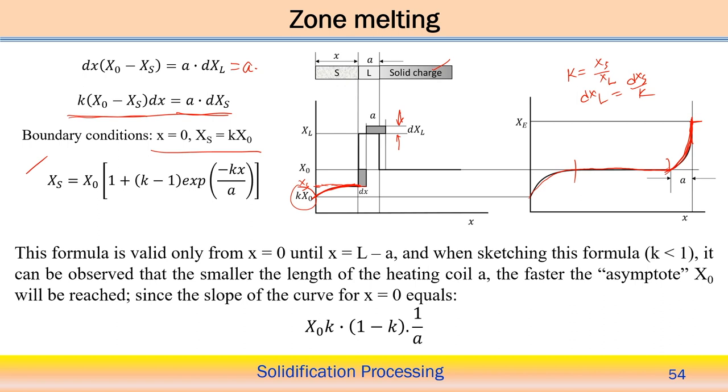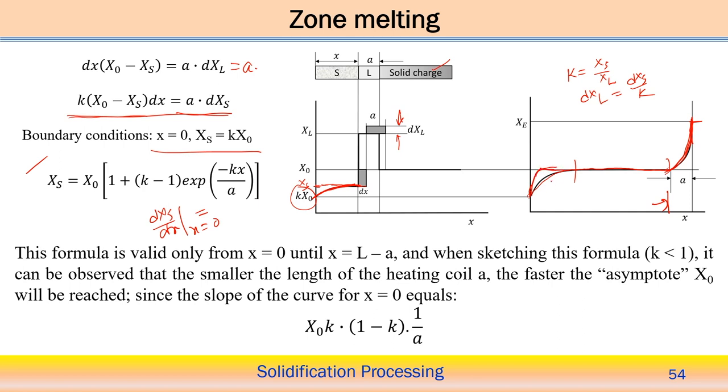Now, this formula is valid if x equal to 0 until x equal to l minus a. L is the total length, and l minus a means up to this point it is valid. When sketching this formula, with k less than 1 in all these cases, it can be observed that the smaller the length of the heating coil, the faster the asymptote x0 will be reached. Here you can see the slope of the curve, dxs by dx at x equal to 0. If the slope of the curve is very high, the bulk concentration of the component is reached very quickly, so the total coil length can be lesser also. A high gradient at x equal to 0 means it can very quickly reach this position.